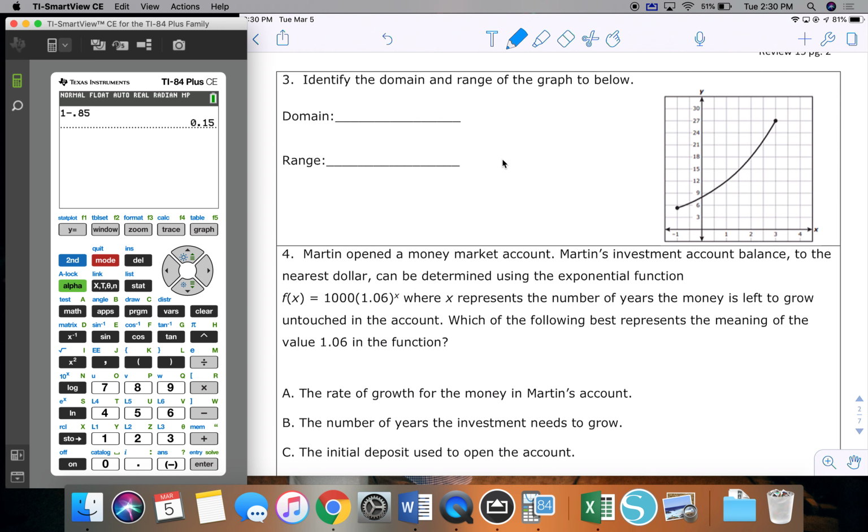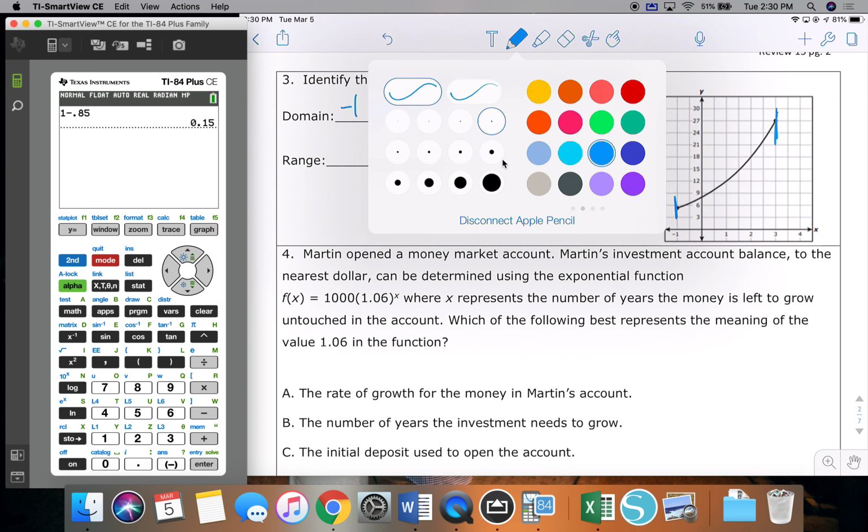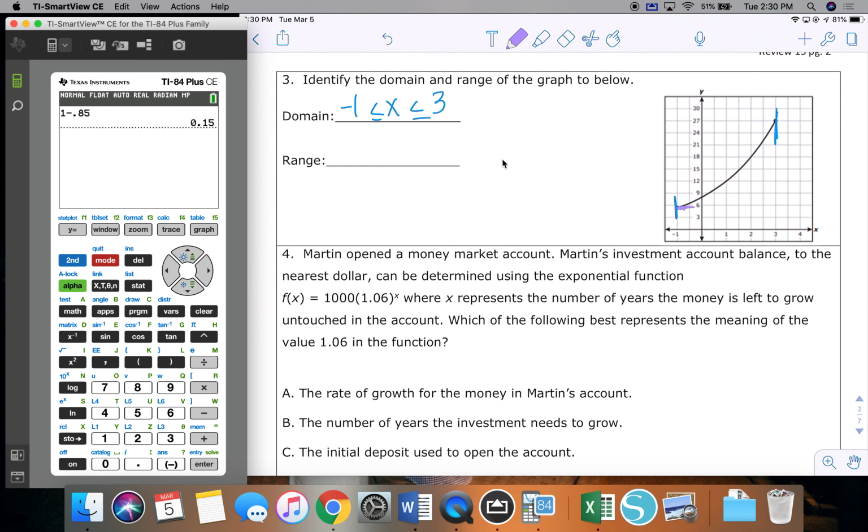Part 3, identify domain and range. So remember, my domain is my x's. We always go least to greatest. So my lowest x is -1. It goes all the way out to a +3, and both of those would be included. My y's go from about 6 up to 27. So remember, you just box and you look at your x's left to right, y's bottom to top.